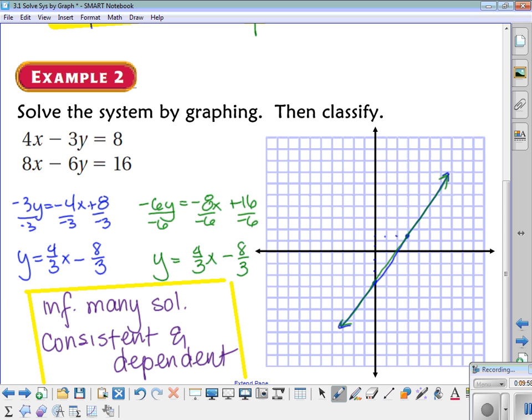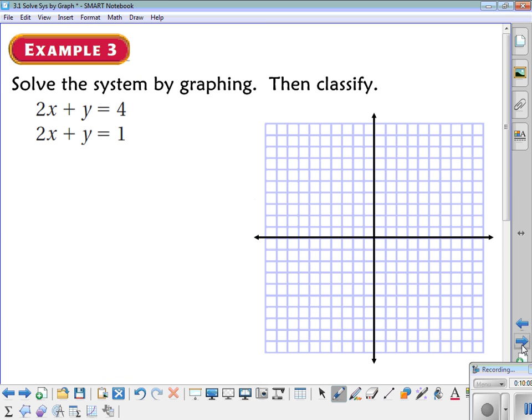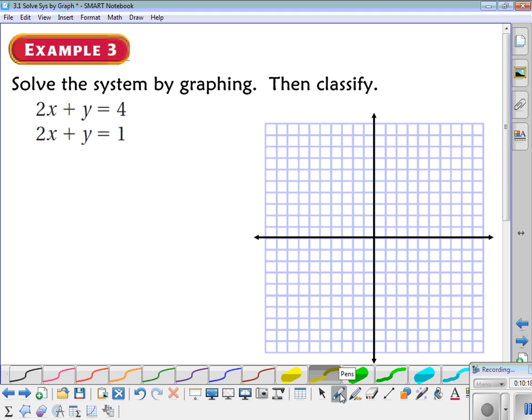Questions? Let me do another example for you. So this one will work with intercepts pretty easily, or I could just rearrange it really easily also. The intercepts.